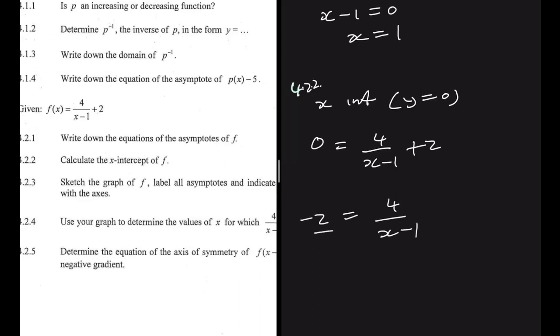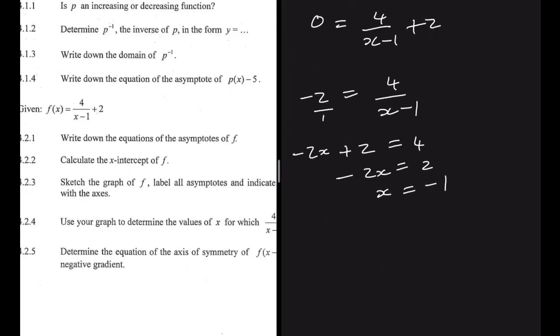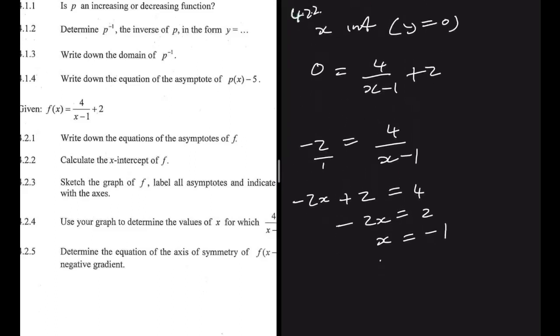And then if we cross multiply, we're going to get minus 2x plus 2 equal to 4. Minus 2x will be equal to 2, and then x will be equal to minus 1. So the coordinate for our x-intercept, right, is (minus 1; 0), right?